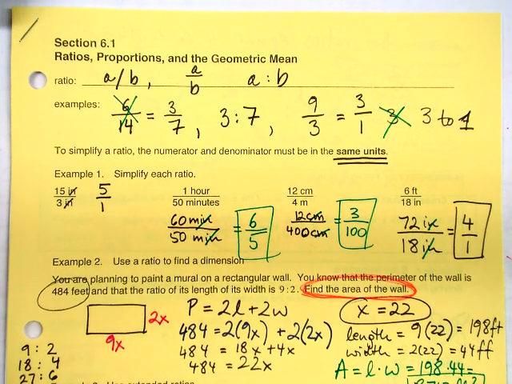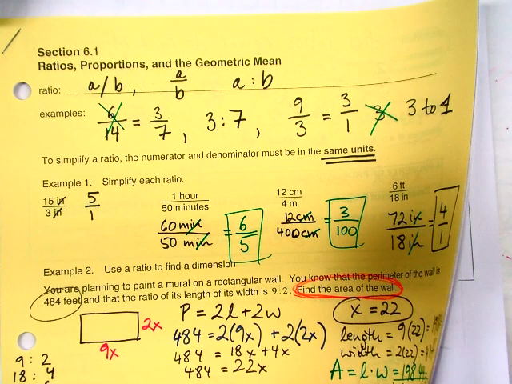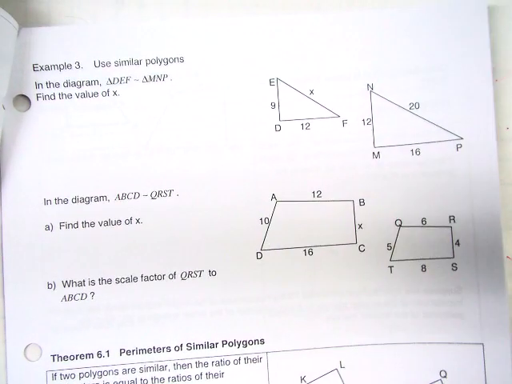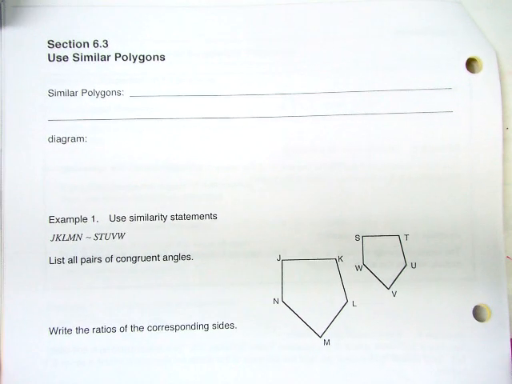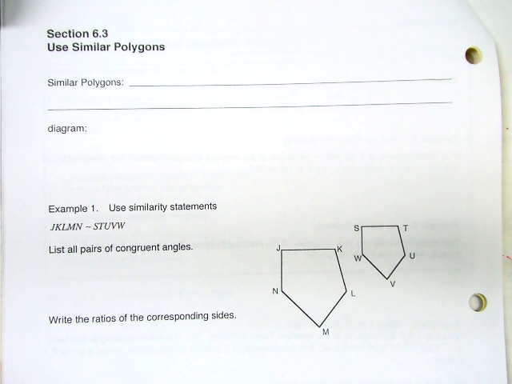Hi guys, tonight for homework you're going to be watching a video of the notes for section 6.3. So please take your yellow packet, open it up, and go to page 6. We're going to start talking about similar polygons in class, and this will help us get through a lot more practice in your groups.